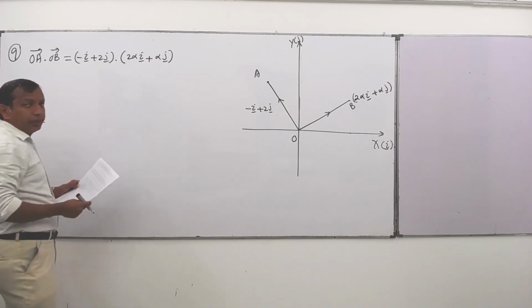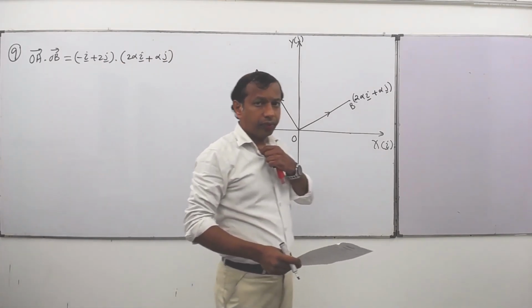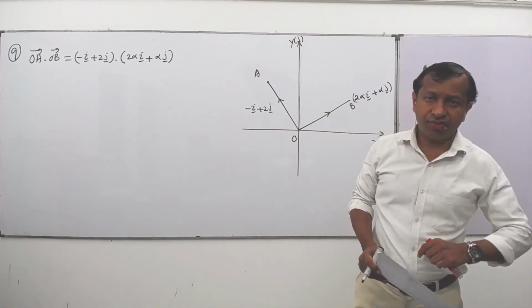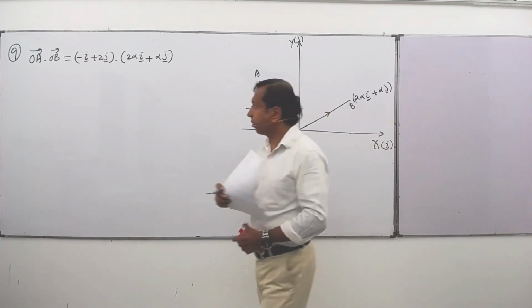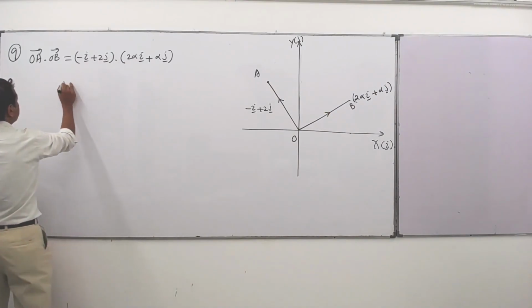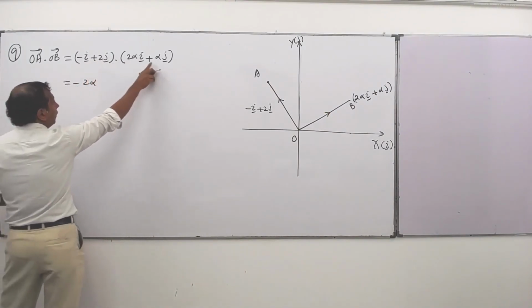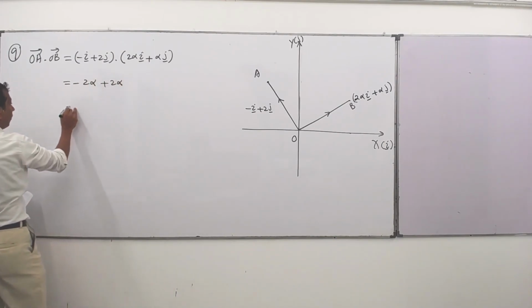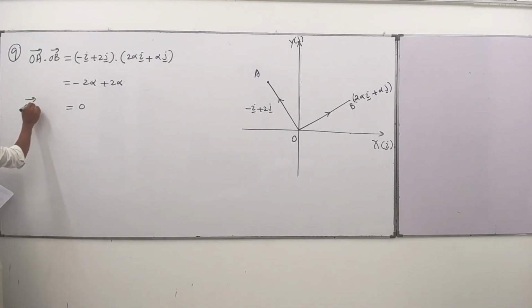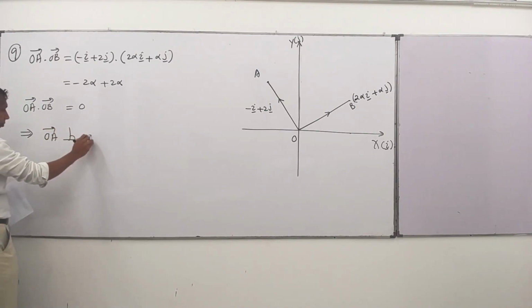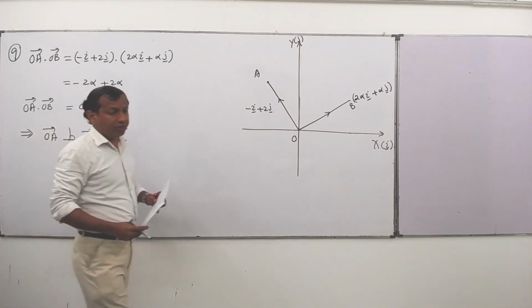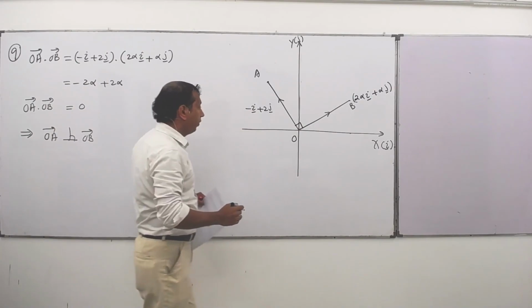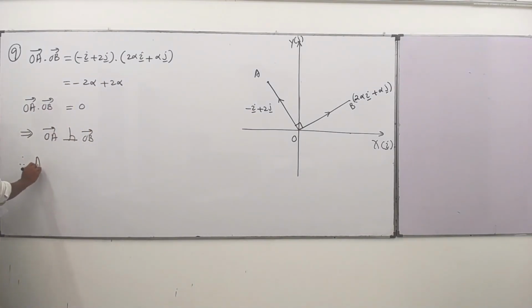You know, if we have this way i j vectors, how to take the dot product? i coefficients we multiply and j coefficients we multiply. Here 2 alpha, here minus 1, minus 2 alpha. Here 2, here alpha, 2 alpha. Sum is 0. Right. Dot product of two vectors 0 means the two vectors are perpendicular. OA vector perpendicular to OB vector means angle AOB is 90, pi by 2.